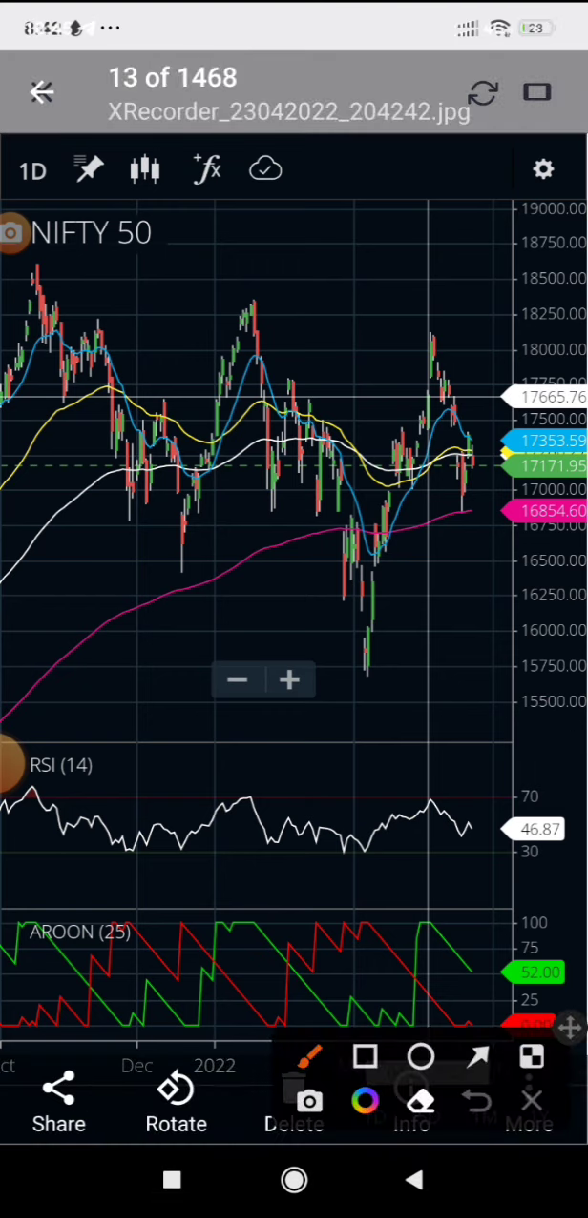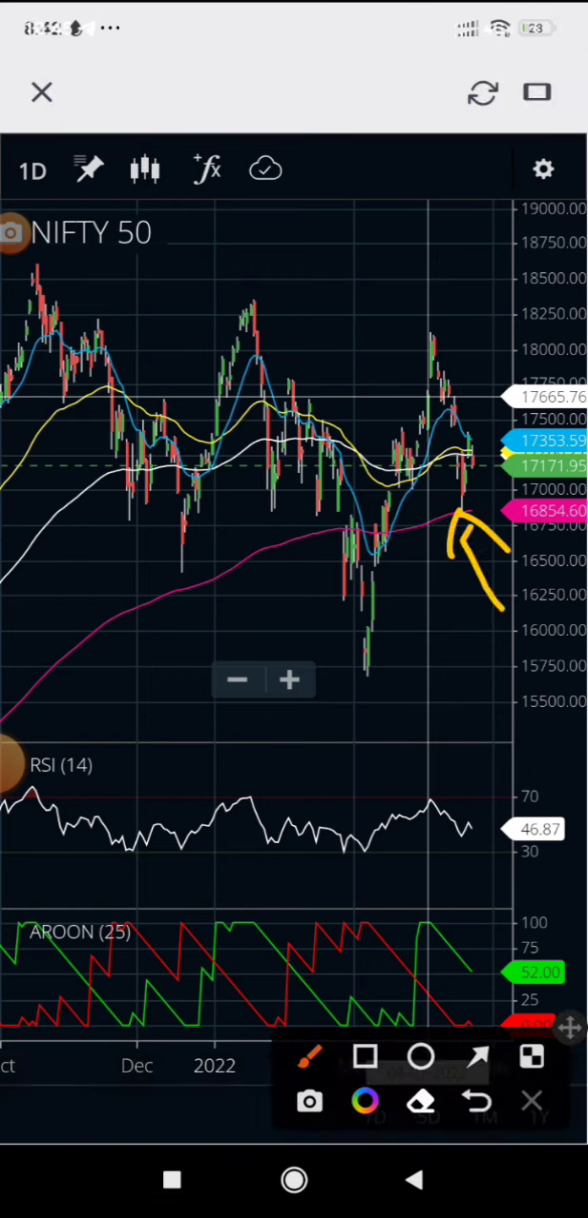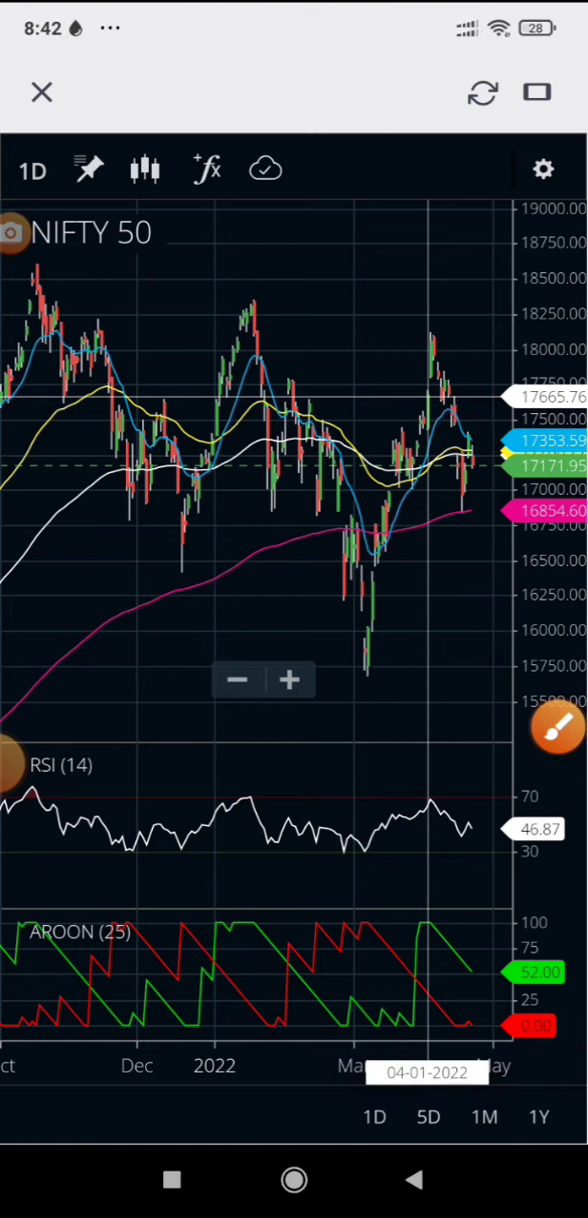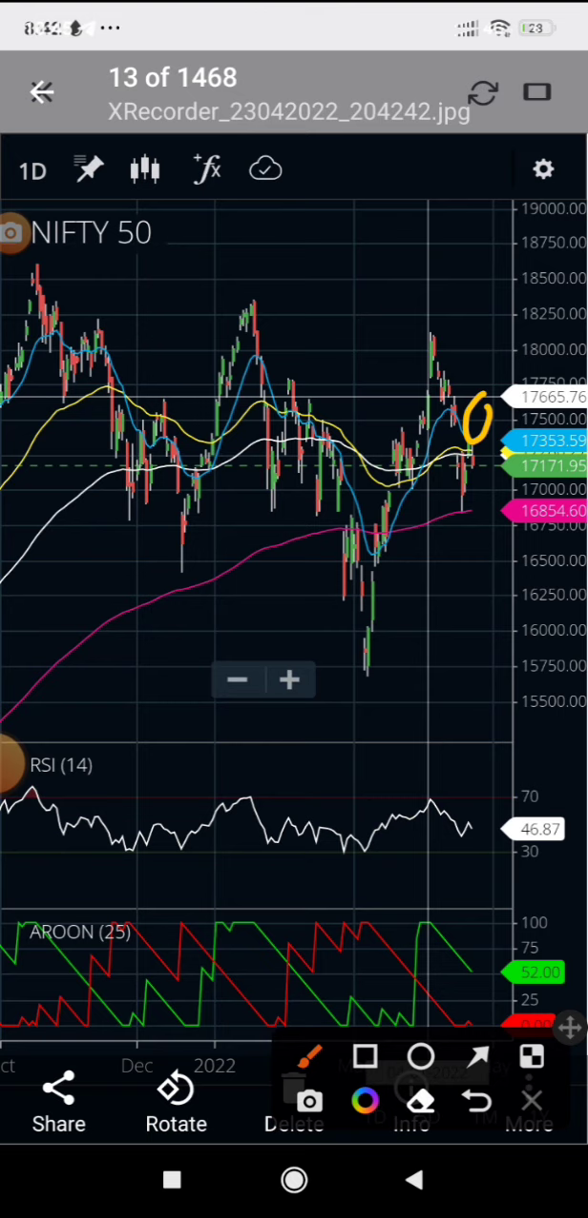As per the indicators, you could see this pink line is a 200 EMA. Nifty has taken support there and bounced back. The blue line is a 13 EMA, which is a short-term EMA. Then yellow is a 48 EMA and this is a 100 EMA. So Nifty is clearly trading near the medium-term moving averages, and again it faced resistance near the 13 EMA.